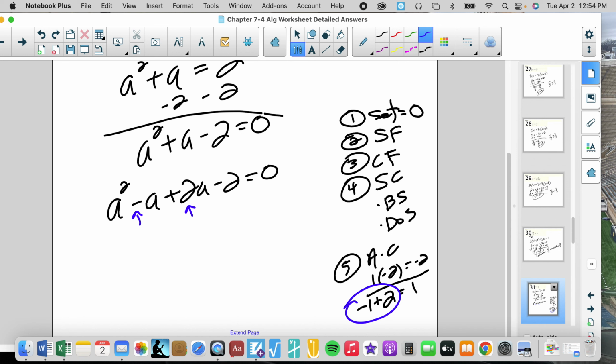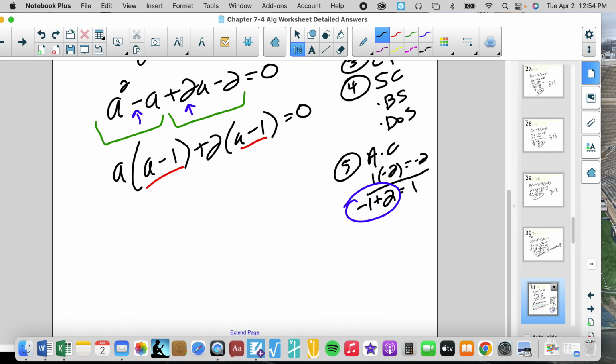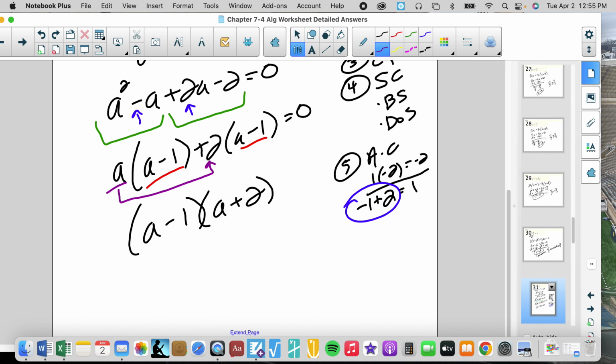And now we're going to factor by grouping. We're going to group the first 2 and group the second 2. We can factor out an a, you get a minus 1. We're going to factor out a 2 and get a minus 1. I know I did it correctly because we have the same binomial. So we're going to factor out that a minus 1 and we're left with a plus 2. So you see the a plus 2, that's where that's coming from.